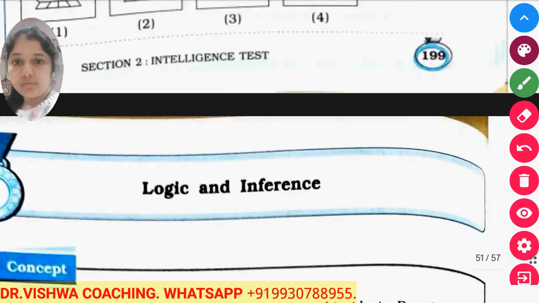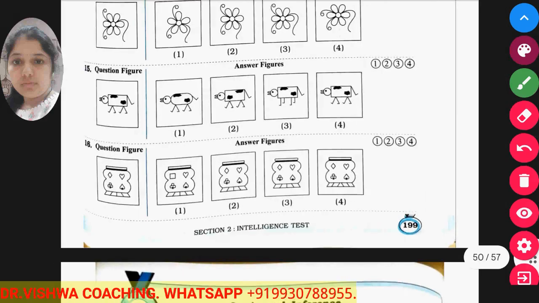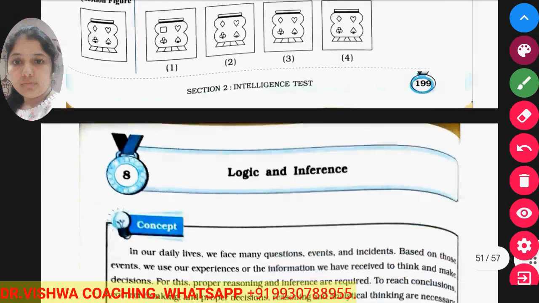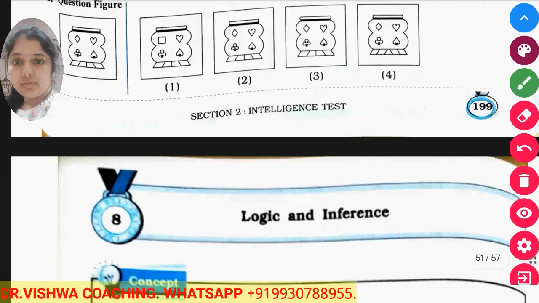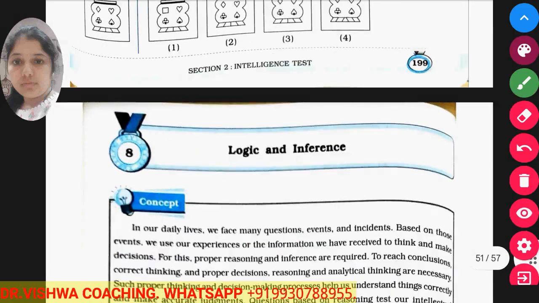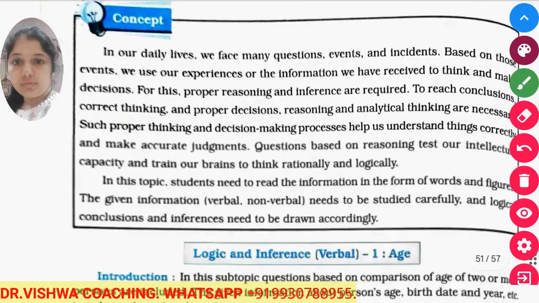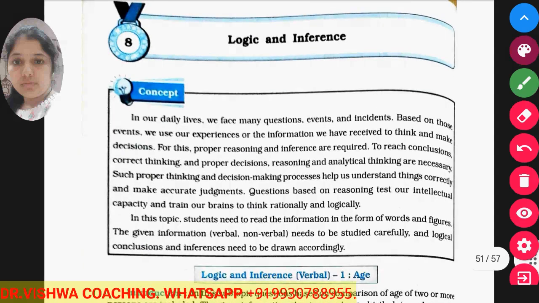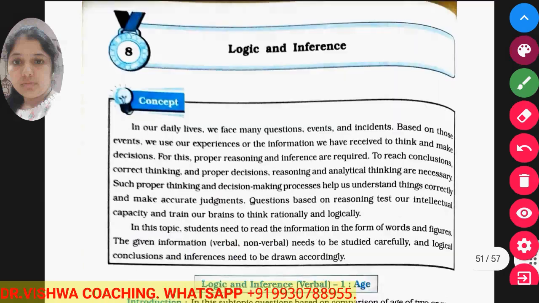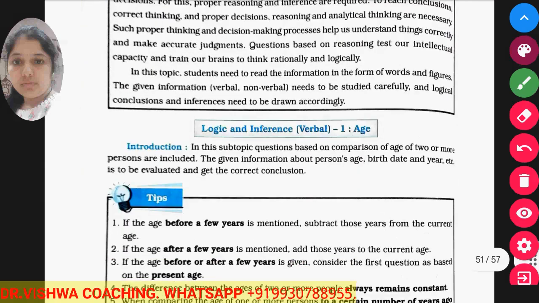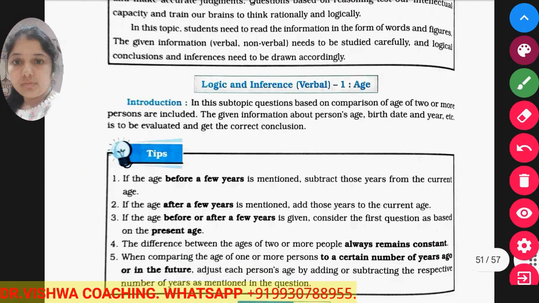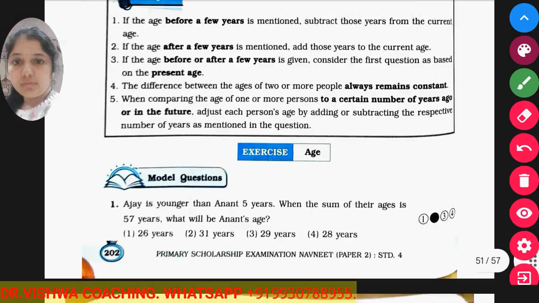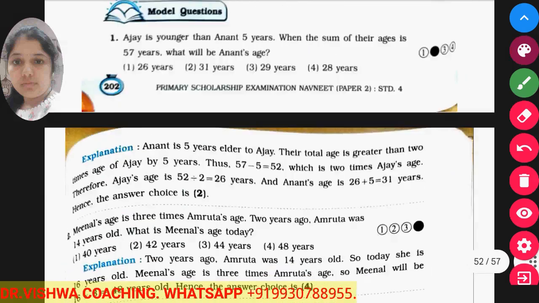In this way you can try. It is a very easy chapter, only 30 questions are there. So I hope you all can try it at home. I will take the next chapter which is based on logic and inference. So here you have to apply your logical knowledge to answer the question.